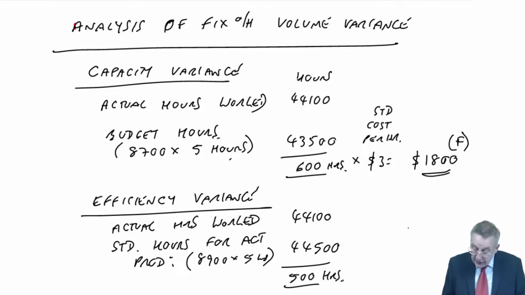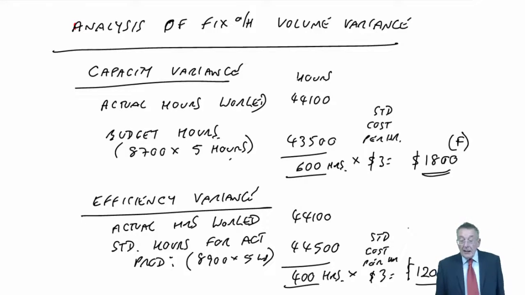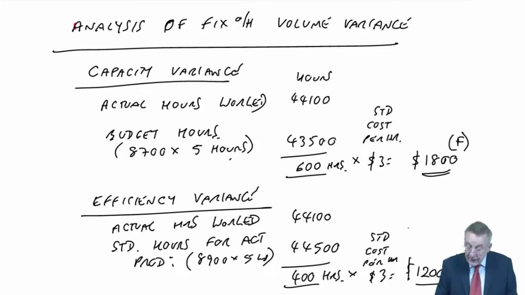Again, because it's fixed overheads we're looking at, we cost it out at the standard fixed overhead cost per hour, which is $3. Total 1,500. And I can't do my arithmetic. I'm a disaster here. 5 minus 1, it's 400 hours faster. It comes to 1,200. And again, favourable or adverse is perhaps more obvious anyway. Here, they're working faster than we expected. Therefore, it's favourable.